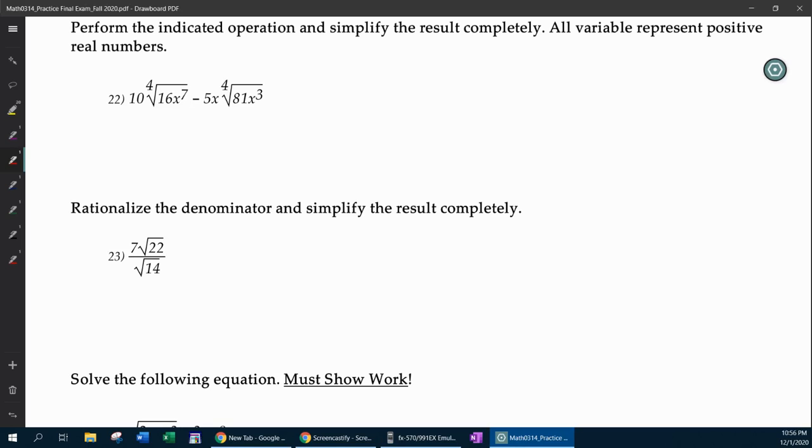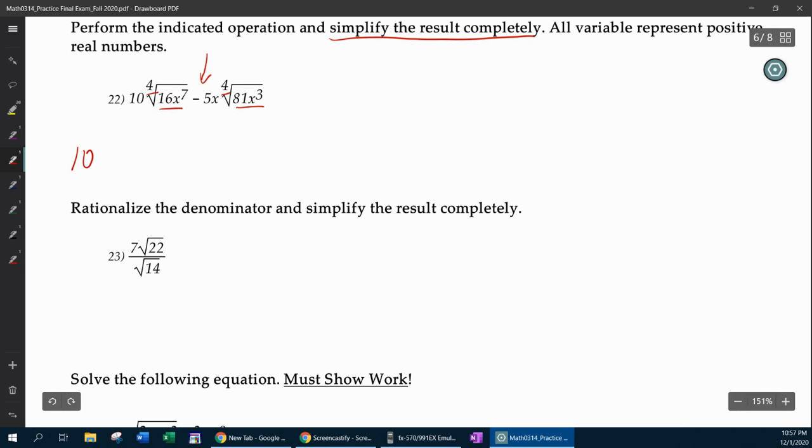Number 22, perform the indicated operation and simplify completely. All right, so here the indicated operation is subtraction. In order to subtract radicals, they have to have the same index and the same radicand. So I'm going to need to do a little bit of work to get these radicands to match so that I can combine like terms, okay?